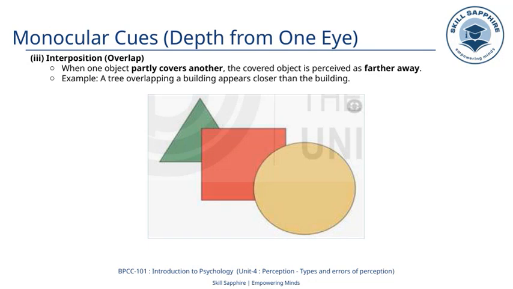Now, let's talk about interposition, which is a key monocular cue for depth perception. When one object partly covers or overlaps another, our brain interprets the covered object as being farther away. For example, if you see a tree overlapping a building, you naturally perceive the tree as being closer to you than the building. This cue helps us understand spatial relationships in our environment, even with just one eye. It's a simple yet powerful way our brain interprets depth, fitting into the broader theme of how we perceive the world around us through various cues.